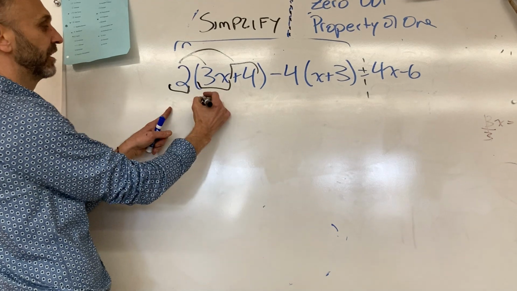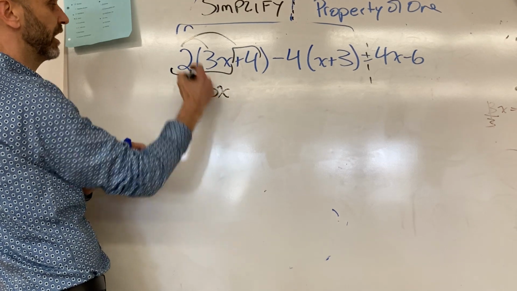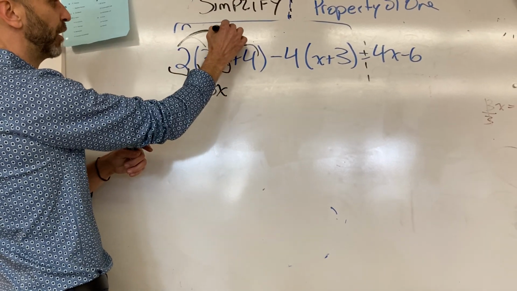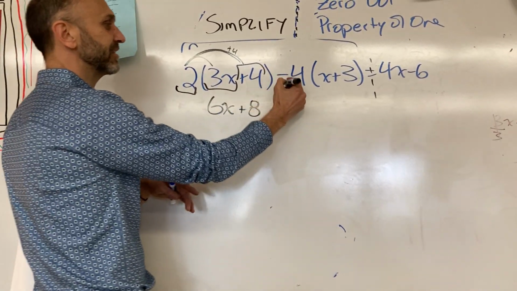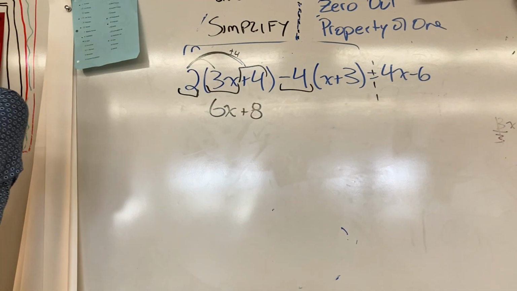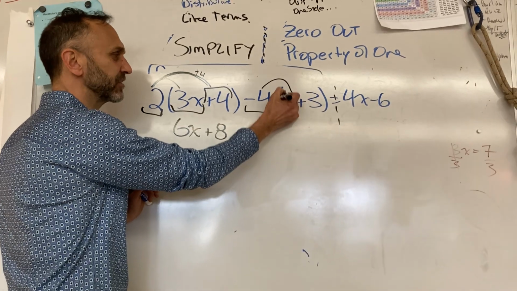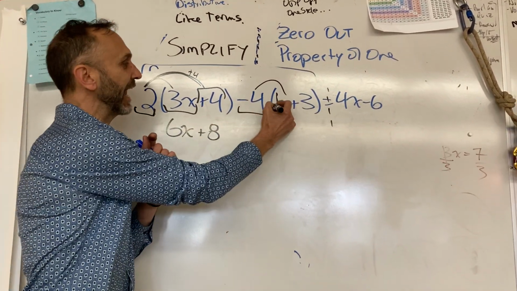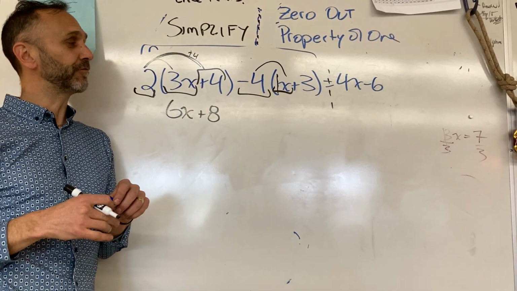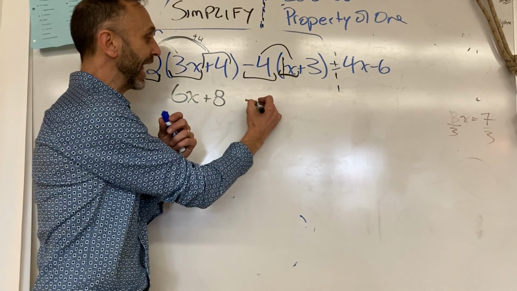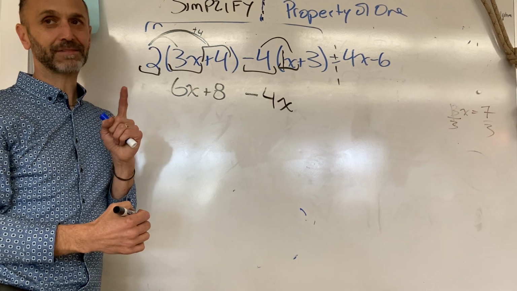What is 2 times 3? 6. How many x's do I have between these 2 terms? 1. I just write it down. This one here is positive 2 times positive 4. What is that? Positive 8. Simplify. Next. This is a tricky one. That's a negative 4. So here I'm going to go negative 4 times x. Now, if there's nothing in front of the x, we assume it's a 1. So what is negative 4 times 1? Negative 4x. Integer operations. Gotta know them.